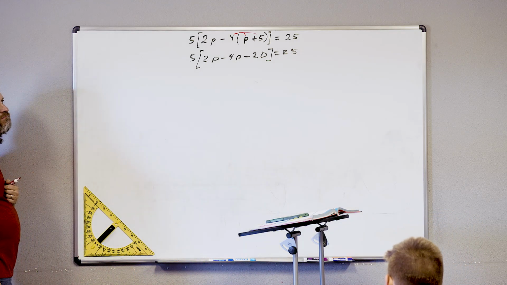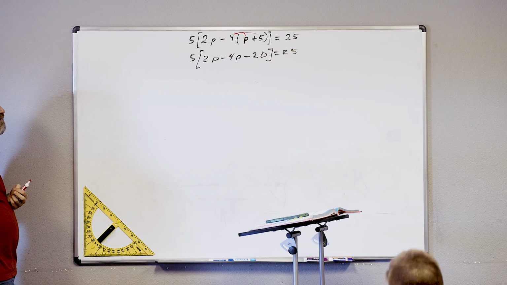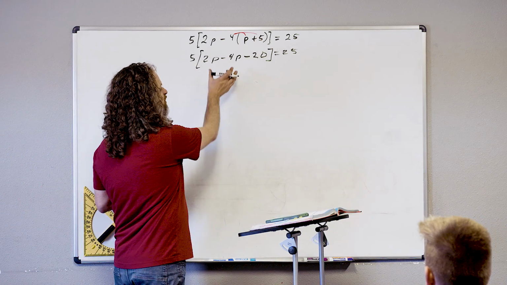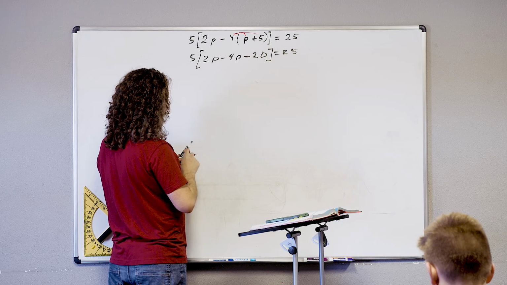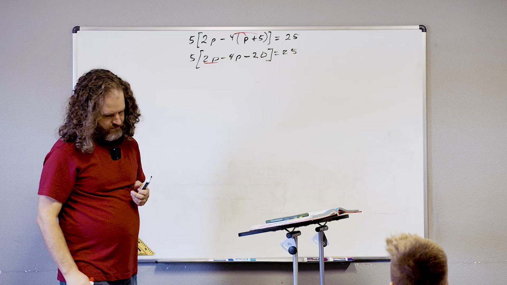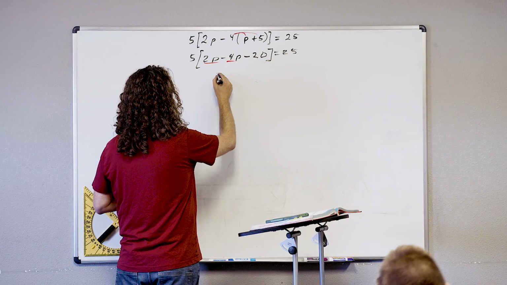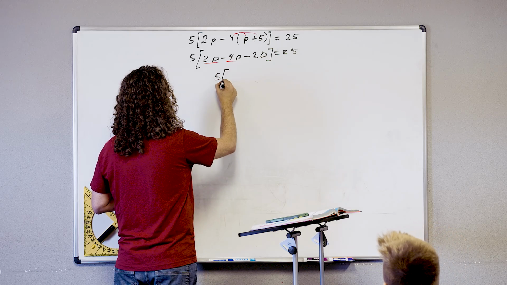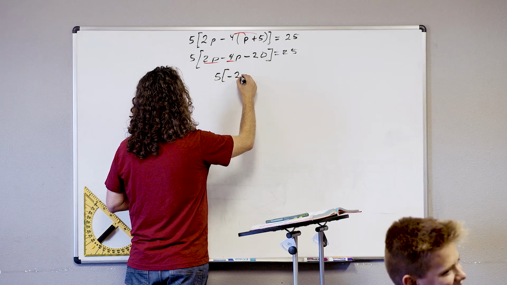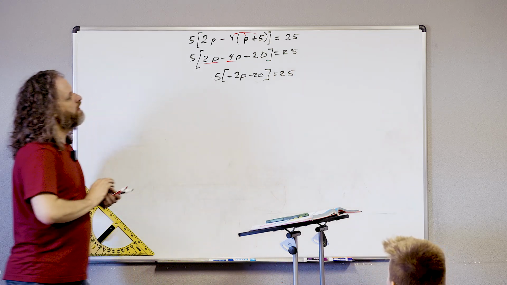Okay, what should we do now? Distribute the 5 onto each of them. You could, or we could simplify the inside first. We can't get rid of the 20 till we get rid of the brackets, but we do have some like terms. What do we do with the like terms? What's 2p plus negative 4p? Negative 2p. It took you so long. It's okay. Now what?